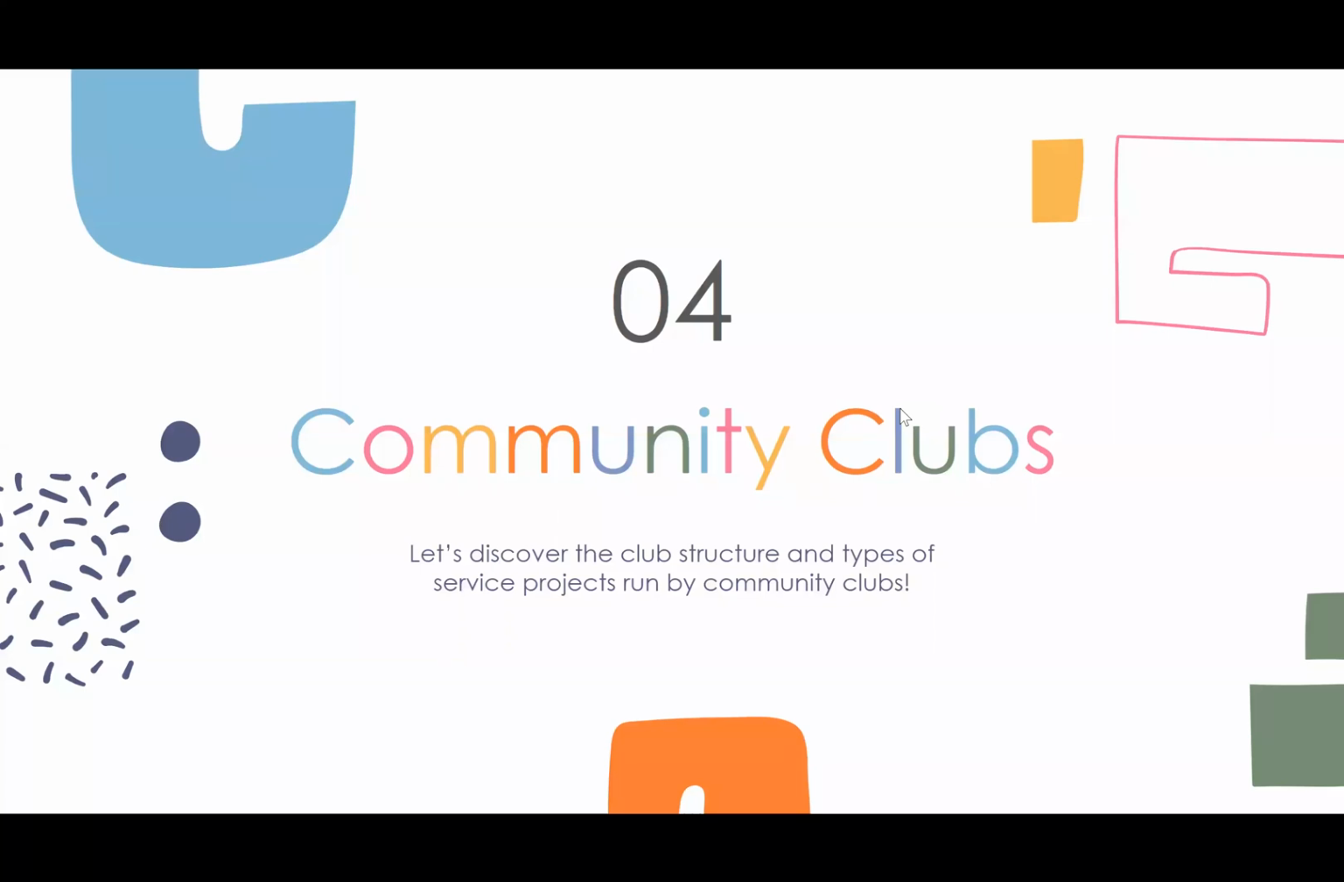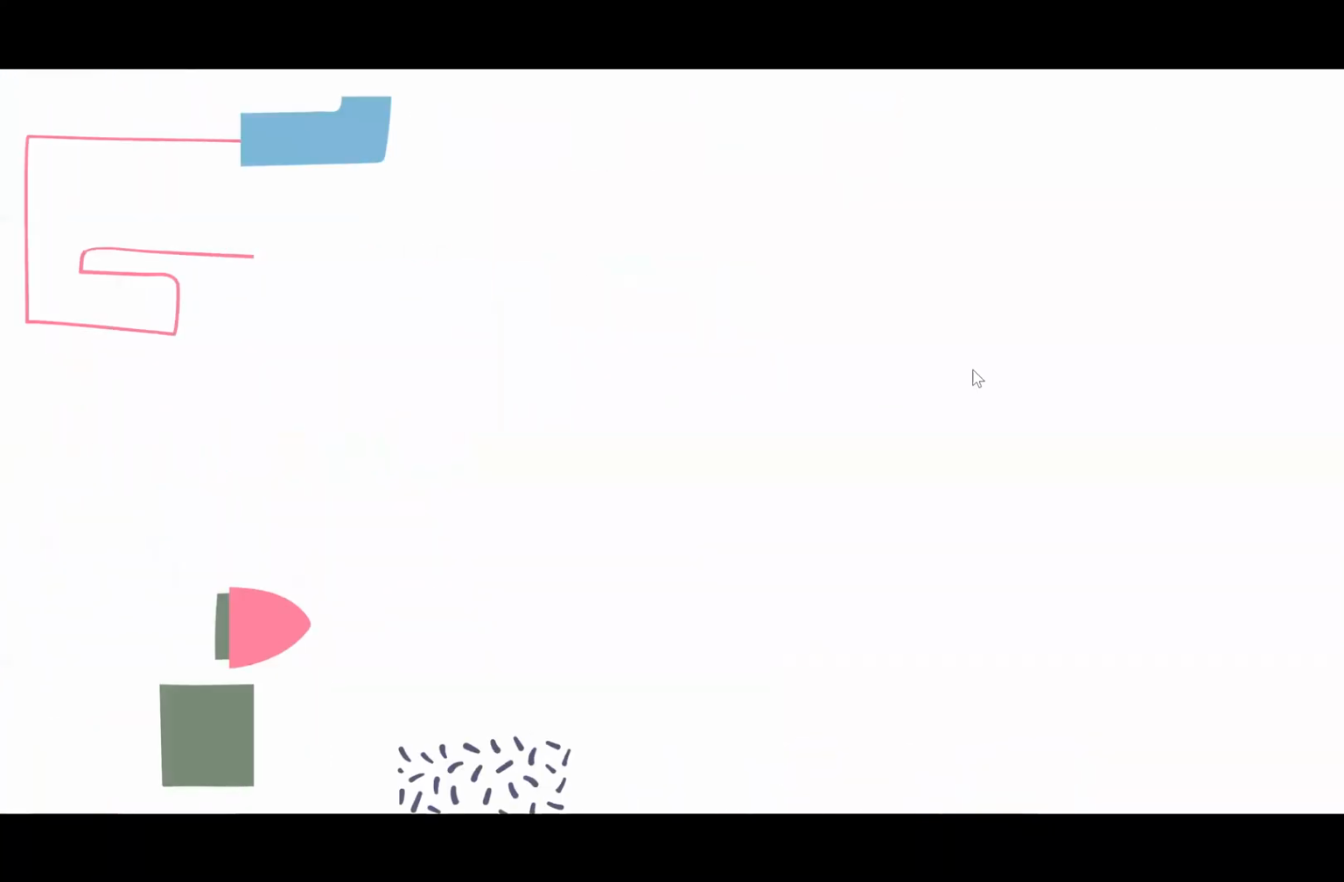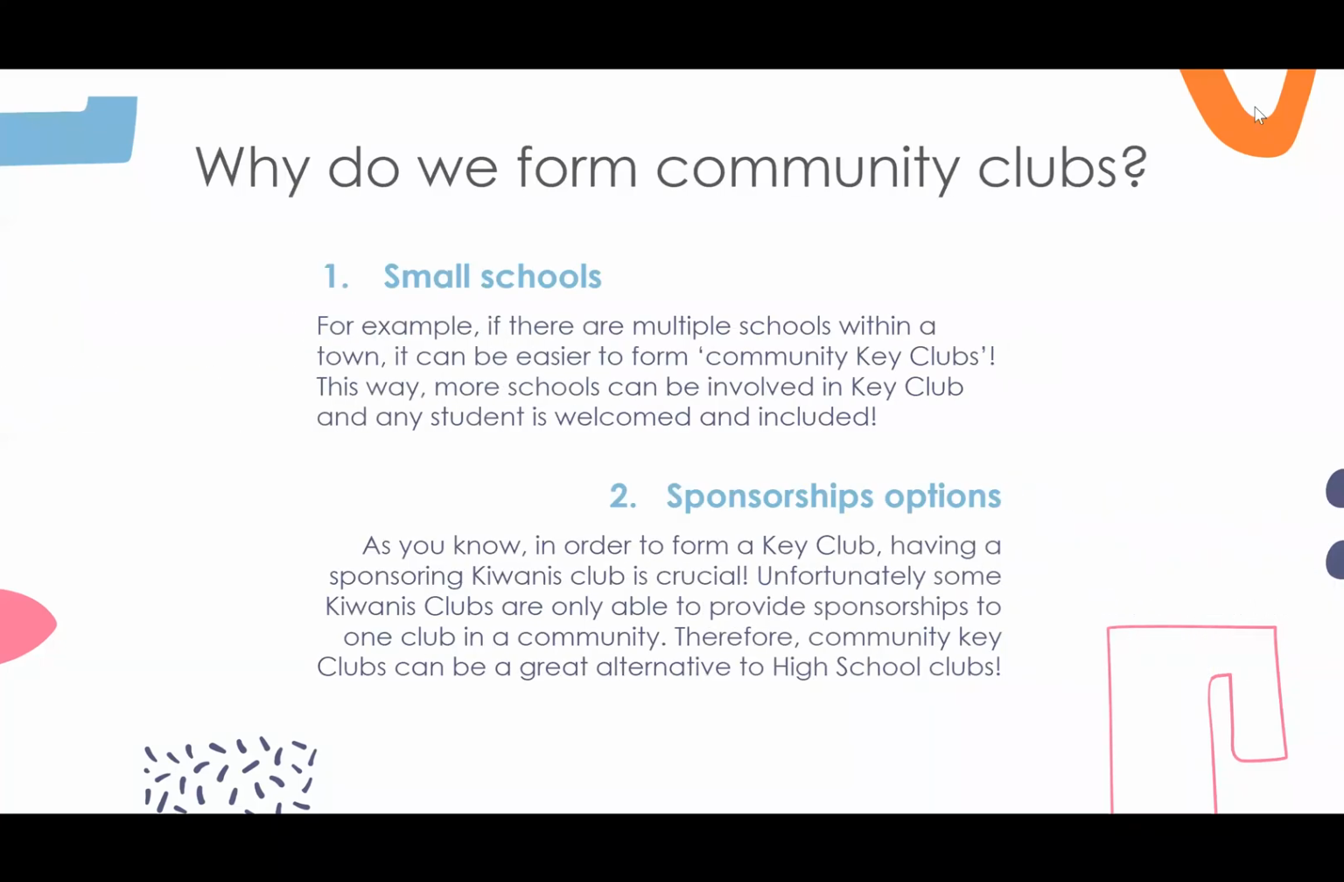Okay, now we're going to be talking about community clubs, which are usually formed within communities or towns, which leads us to why do we form them when we can form them in high schools. So these are the top two reasons that we first see as district governors, and that is smaller schools. So many times when there's a town or village with two schools, like a Catholic or a public school, they will come together and formulate just one community club so that each school has equal opportunities to participate and serve their community.